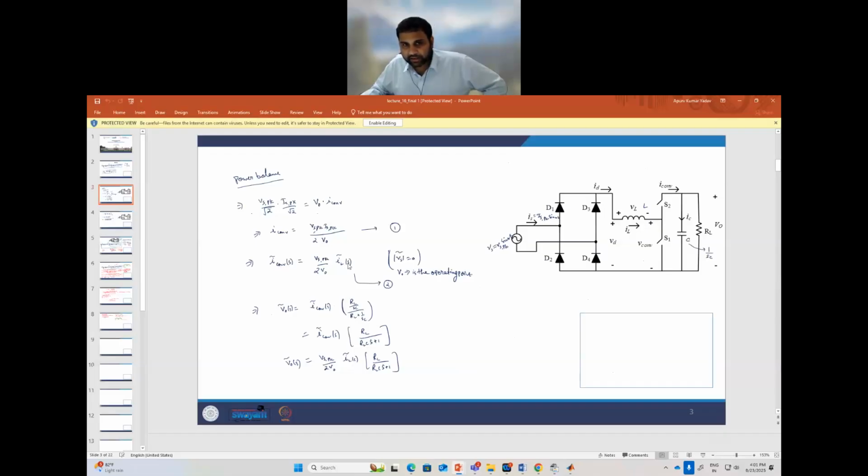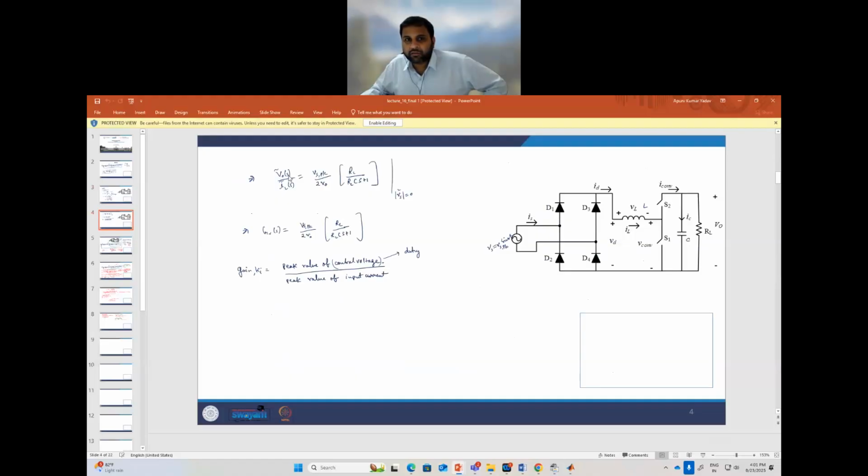So that is the reason why we have written I converter in terms of IL, and when we represent it, we will get Vs peak by V naught. That is what we will get: the expression V naught of S divided by IL of S is nothing but Vs peak by 2 V naught. Again, these are the operating point values.